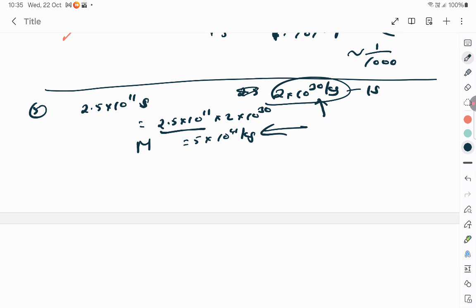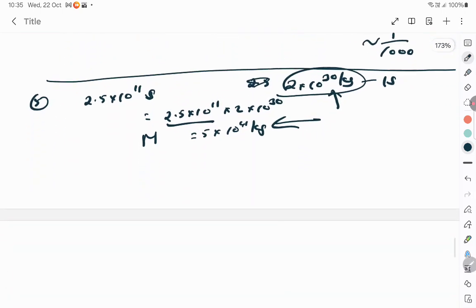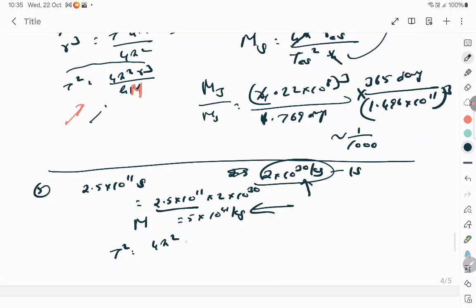So again, it's talking about time period. We just saw a formula here, the T square formula. T square is equal to 4 pi square R cube by capital G into capital M. And so 4 into 3.14, the whole square is 9.87 if you can memorize it. And the radius has not been given directly, but you have to calculate the orbital radius. This has been given as 50,000 light years.